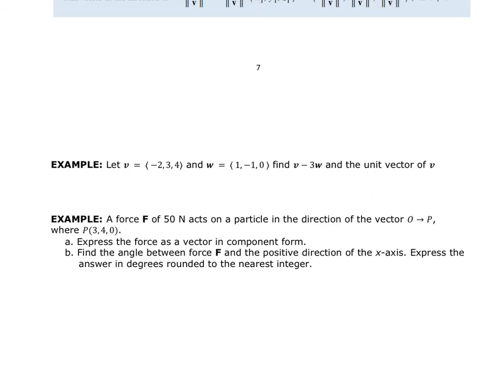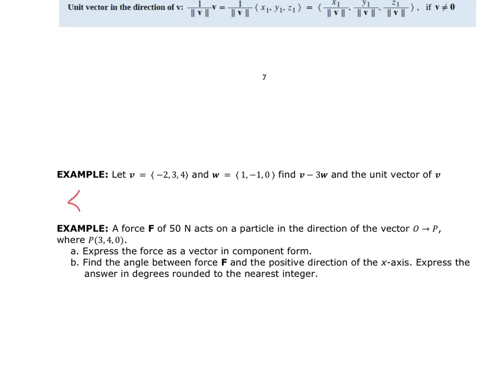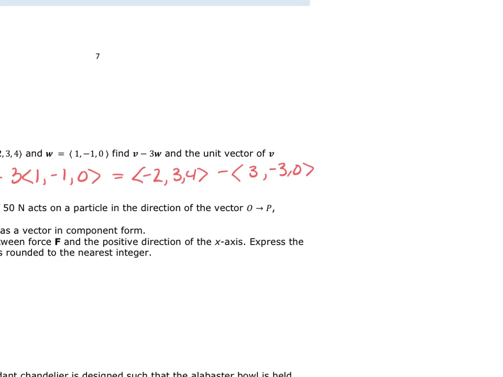So if I'm asked to find v, which is -2, 3, and 4, minus 3 times my w, which is 1, -1, and 0. I have -2, 3, and 4 minus, I'm going to go ahead and multiply the 3's through, so it's 3, -3, and 0. And now I'm just going to do a subtraction of the components. So -2 minus 3 more is -5. -3 minus a -3 gives me a +6, and 4 minus 0 is 4. So that's my final answer.